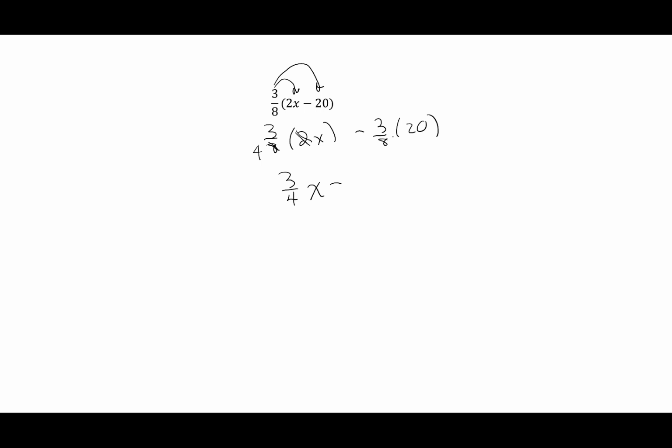Well, they both have 4 in common. When I divide 8 by 4, I get 2. When I divide 20 by 4, I get 5. I'm left with 3/2 of 5. So I'm going to keep the 3/4 of x. And then when I'm multiplying 3/2 times 5, I'm going to put 5 over 1. So 3 times 5 is 15. 2 times 1 is 2. And then this will be my final answer.